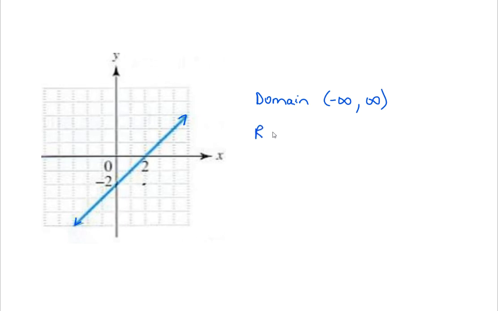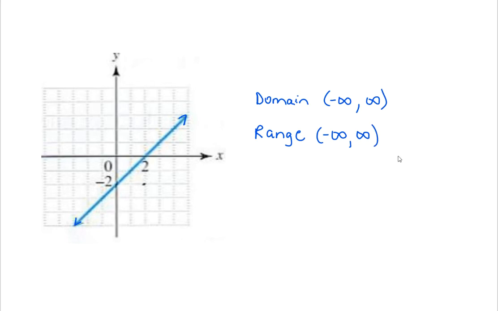Our range would be our y values, which go up and down. If we describe our range, our line continues to go down as we go towards negative infinity. So we would start at negative infinity for our range. And then as we go up, our line continues to rise, so it also goes to positive infinity.